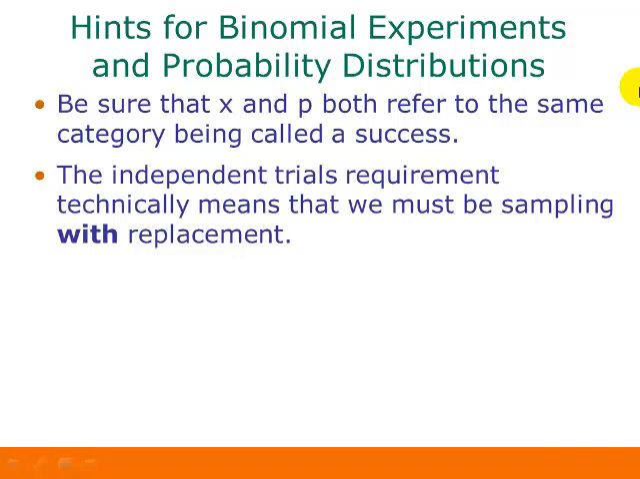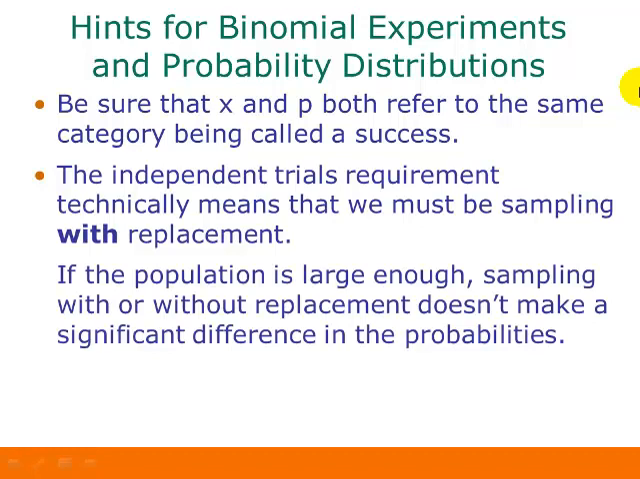Now, the independent trials requirement technically means that we have to be sampling with replacement. But if the population is large enough in the first place, then sampling with or without replacement doesn't make a significant difference in the probabilities. So that requirement where the probabilities have to be the same for each trial, if we have a large population, then if we're sampling without replacement, it's still not going to make enough of a difference in the probabilities to matter.